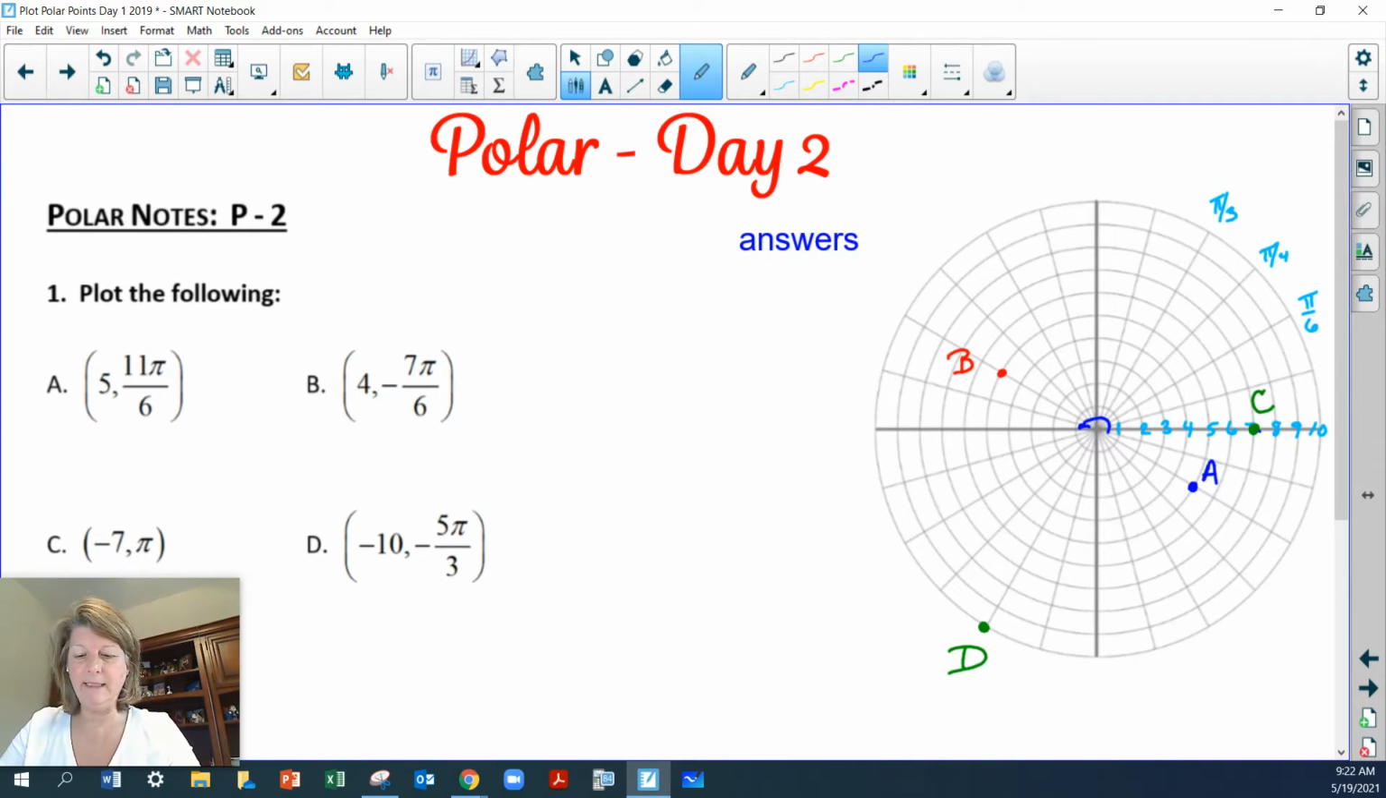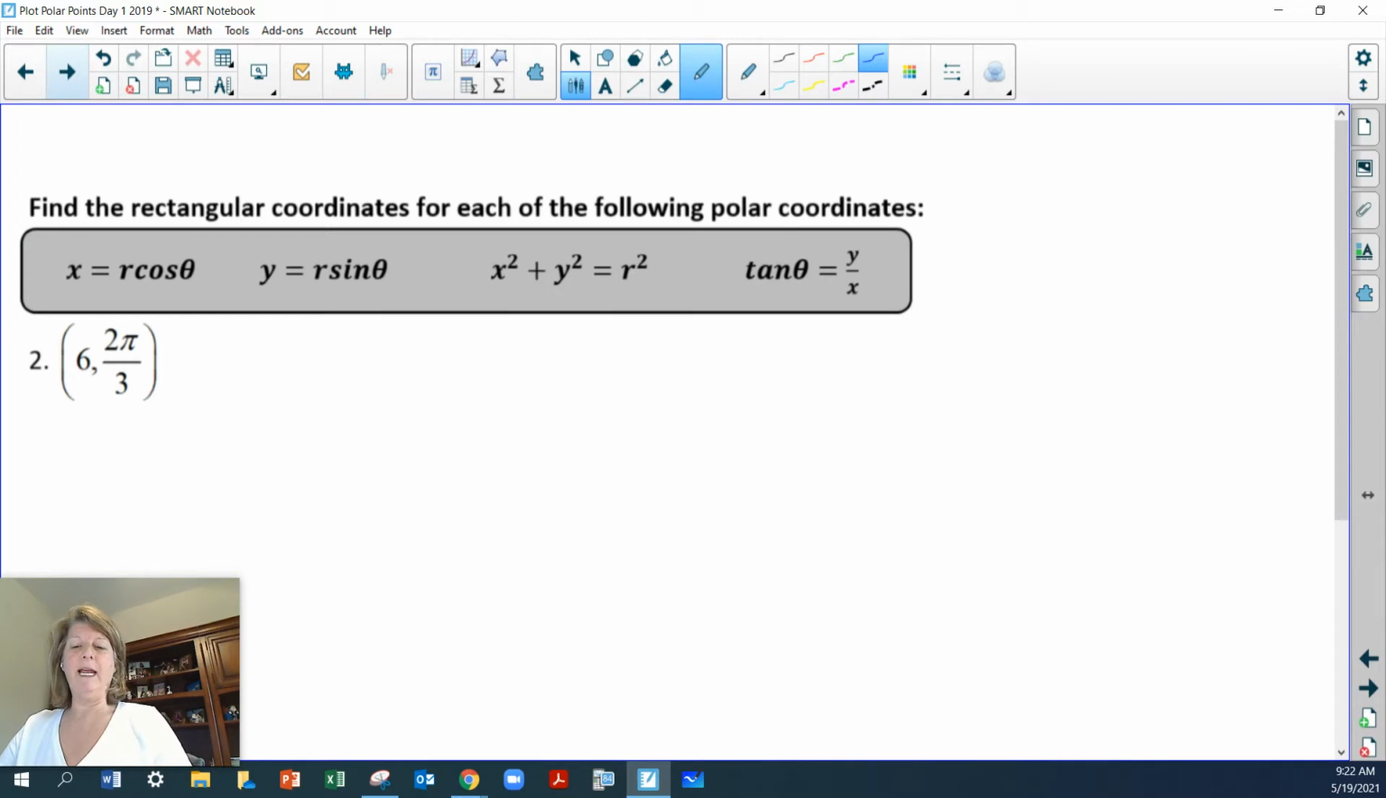And then D, let's see, we're moving -5 pi over 3, which swung me around to this side, but then I noticed it was a -10, so that bounced me through the pole across the opposite side to D. Find the rectangular coordinates for each of the following polar pairs.